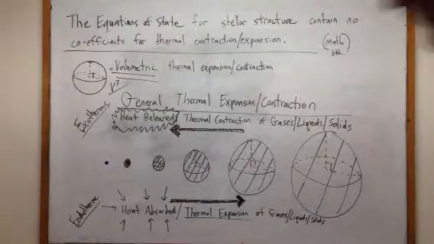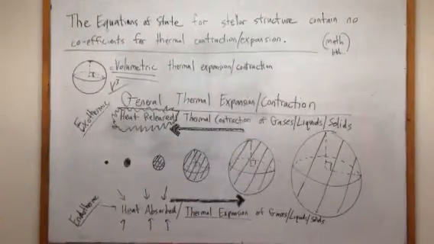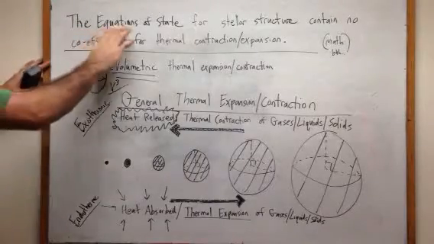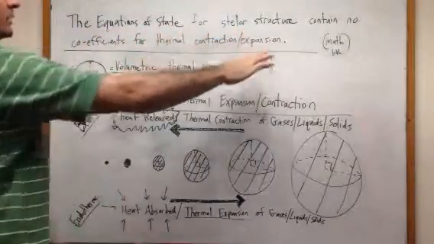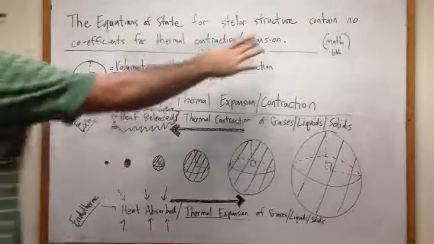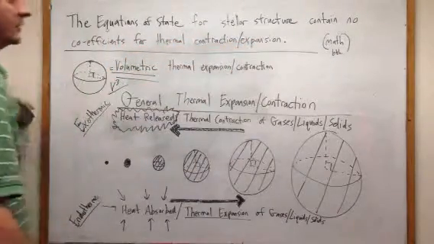A really important concept that I completely forgot about. There's just so much to go over. I don't know what I'm going to do with myself, but one thing I noticed is the equations of state for stellar structure, meaning the state the star is in, contain no coefficients for thermal contraction or expansion.